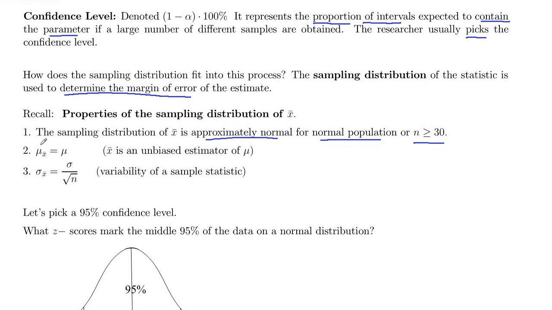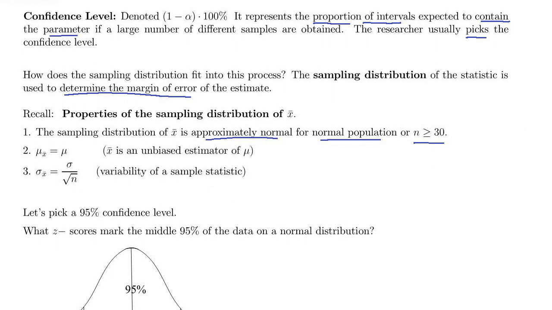The mean of the sampling distribution, mu sub X bar, is equal to the mean of the population. And the standard deviation of the X bar distribution, the sampling distribution, is the standard deviation of the population divided by the square root of the sample size. So that's specifying the variability in our sample statistic.